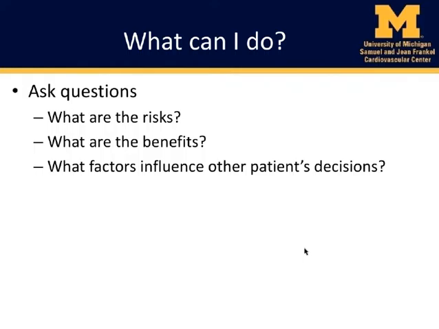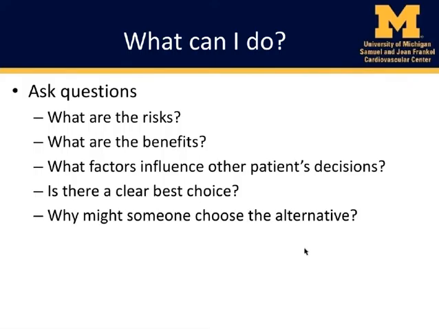I think a great question is, what factors have influenced other patients' decisions? How did they come to the decision, and what were the things that were really important to them? And then you can reflect, are those important to me as well, or are those things that are less important to me? Often asking, is there a clear best choice? Is there something that really everyone would agree we should do, or are there a couple options that are all very reasonable? And then I think asking, why might somebody choose an alternative treatment, an alternative test, something like that? Because then you can decide whether the reasons somebody would choose the alternative are things that really are important to you, or if they're things that really aren't as important, and so you don't necessarily need to go with that alternative.